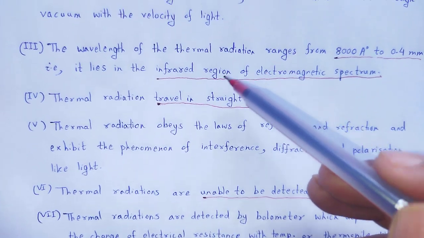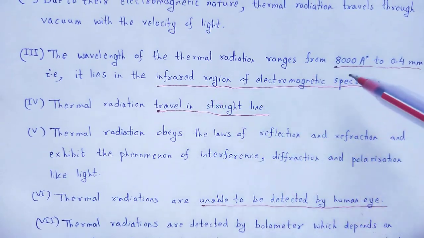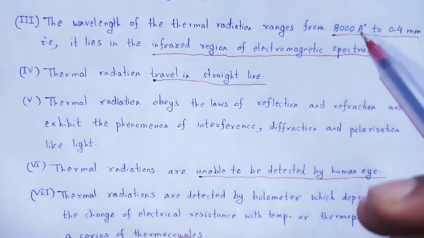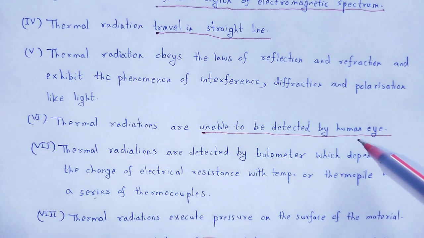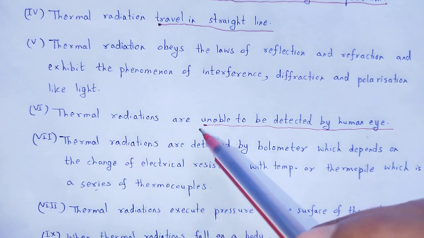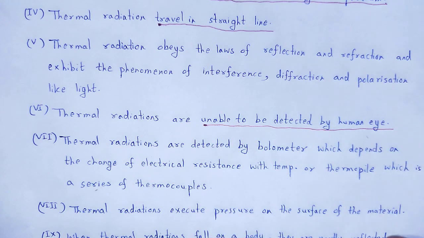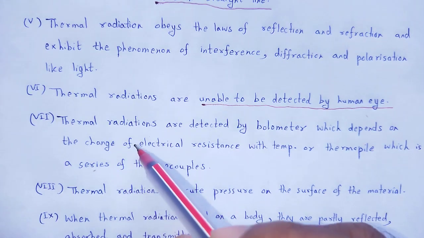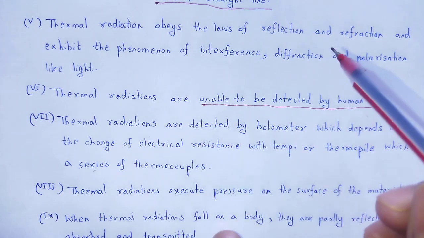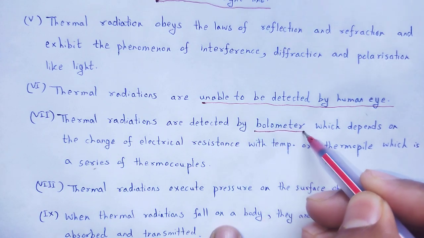Due to the infrared properties of that kind of radiation, we can't see it with our naked eye. Thermal radiations are unable to be detected by the human eye. Next point: which instruments can we use to measure thermal radiations? Thermal radiations are detected by a bolometer.